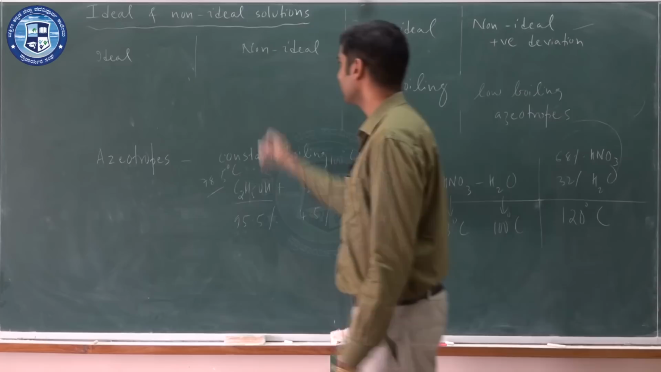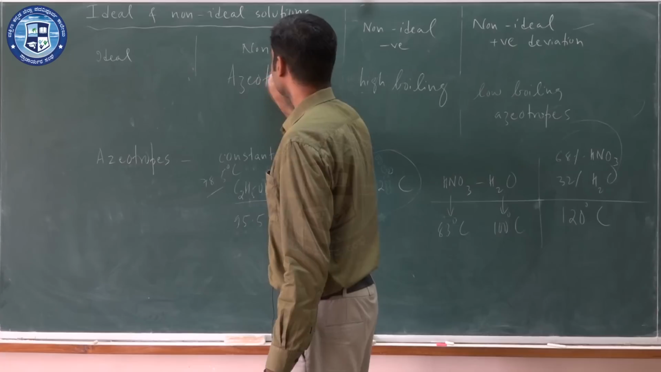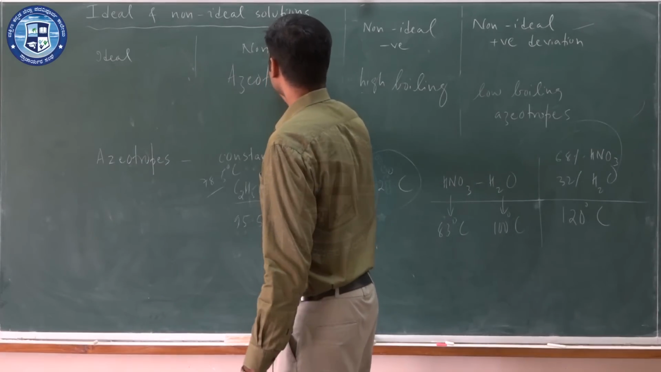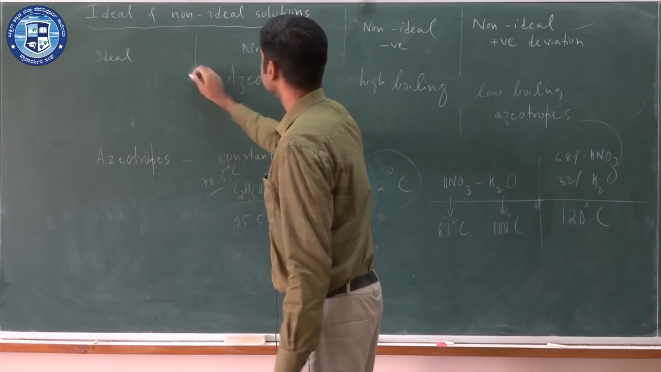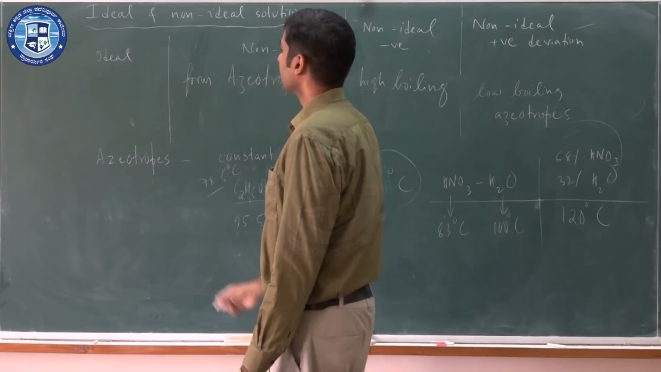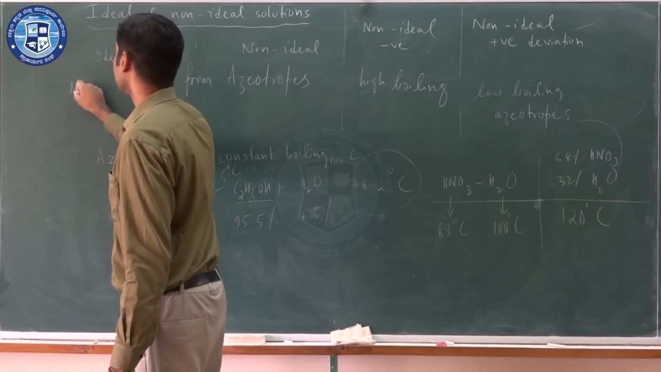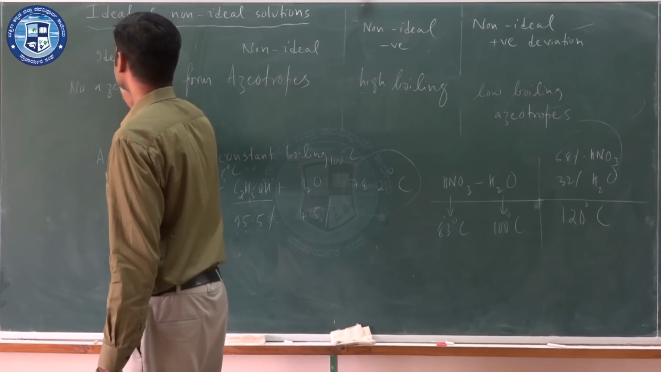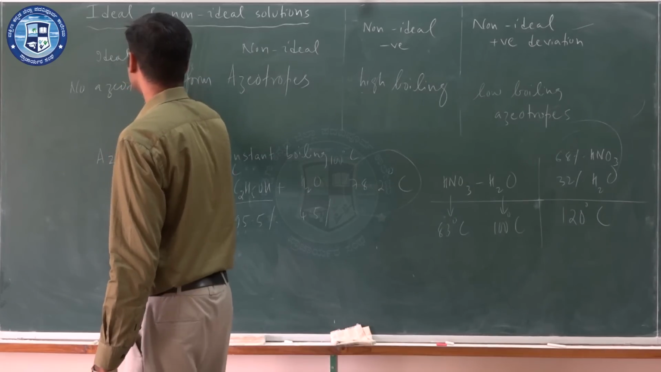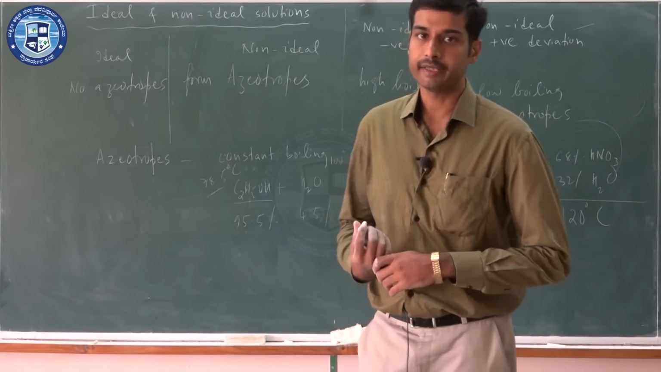So, one thing is very sure, a non-ideal solution will usually form azeotropes, but an ideal solution will not form azeotropes. So, no azeotropes are formed. So, this can be taken as another point of difference between ideal and non-ideal solutions.